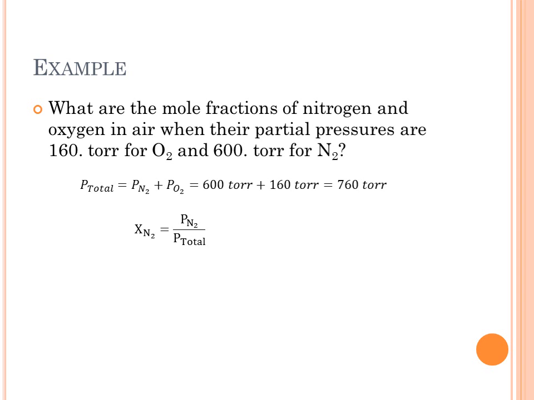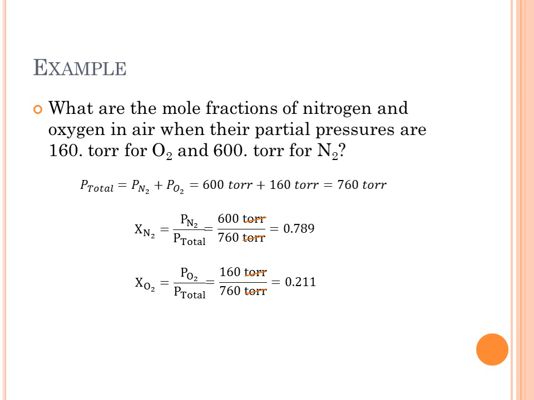Mole fraction for the nitrogen will be partial pressure of the nitrogen divided by the total pressure. So that'll be 600 divided by 760, or 0.789 is our mole fraction. Noticing the torr cancels, leaving us with a unitless number. Mole fraction of oxygen is the same idea. Partial pressure of oxygen divided by the total pressure, or 160 divided by 760, torr cancel, giving us 0.211. Again, no units.